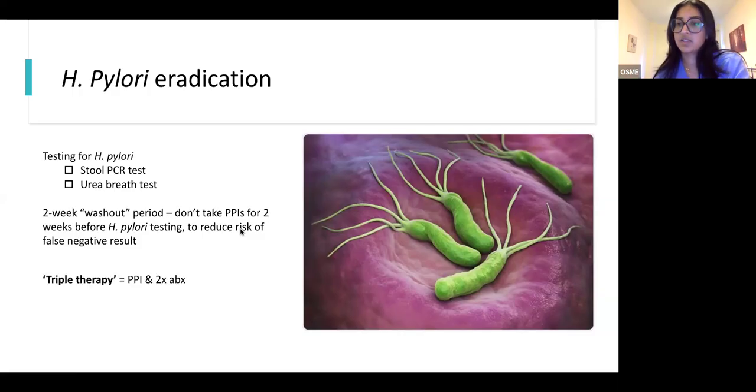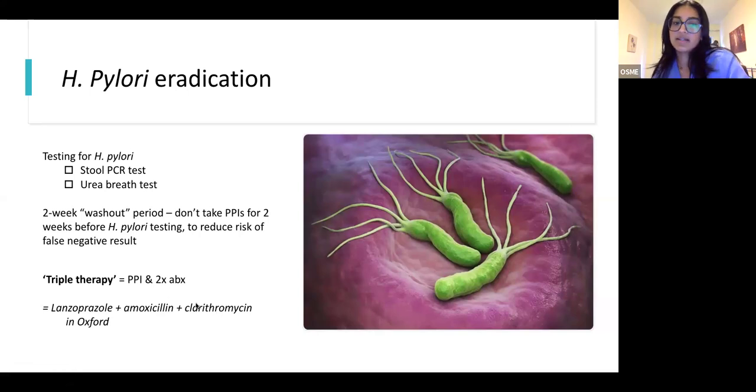And the management of H. pylori in order to get rid of it would be a triple therapy. So that is a combination of high dose PPI along with 2 antibiotics. And that varies based on the region you're in. But in Oxford, you would take lansoprazole, amoxicillin, and clarithromycin. And strict adherence to this regimen is really important for clearing the infection.